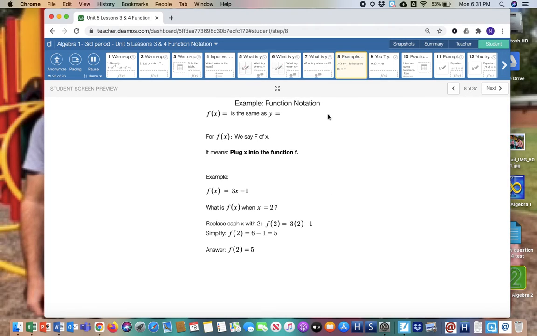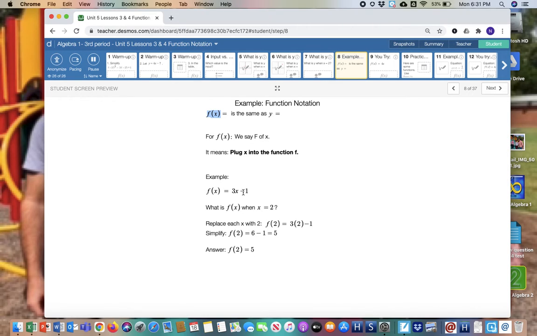All right. Screen 8. Now let's get into the idea of what is f of x. f of x is the same as y. It has the same meaning. It's the same way that we said input and domain were the same. f of x and y are the same. What that is said as is f of x: we plug x into the function f.